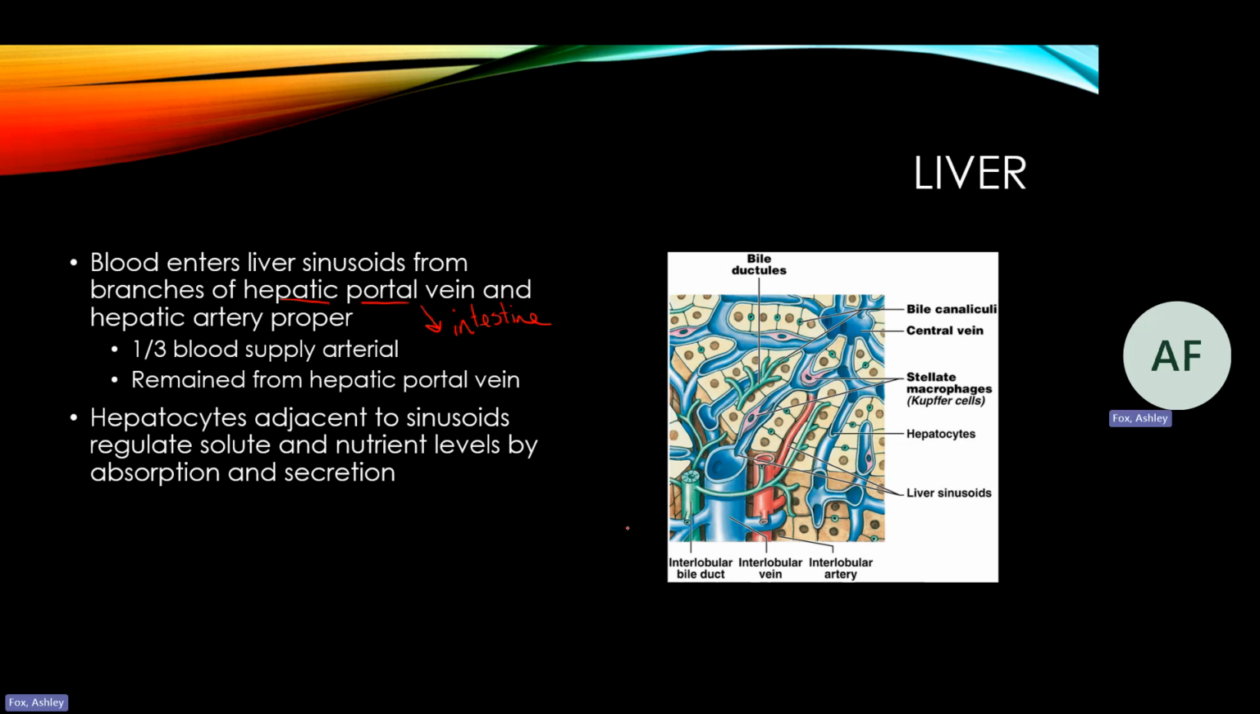Hepatocytes next to these sinusoids are going to look at the solute and nutrient levels, and they'll either absorb things that they want to take in, or they're going to add things to solution that they want to get rid of that they've made. So they're made products. They'll add and subtract to the sinusoids based on what's going on in those sinusoids.